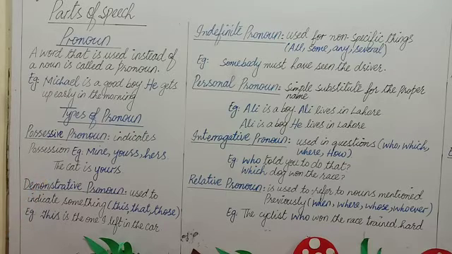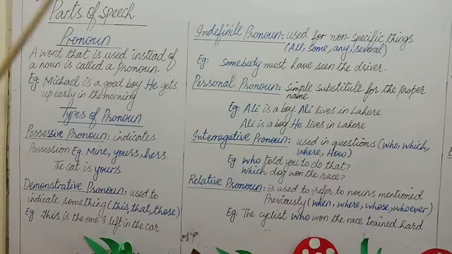Demonstrative pronoun is used to indicate something. For example, this, that, those. So this is the one I left in the car. So here this is a demonstrative, that demonstrates the things. So this is the one I left in the car.